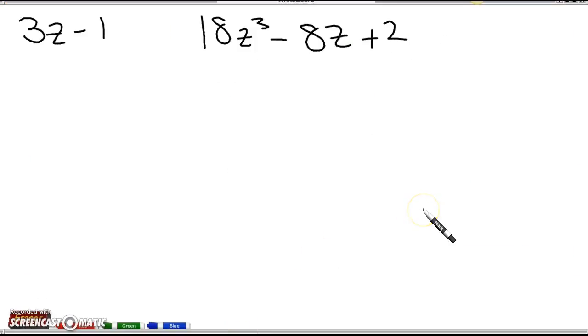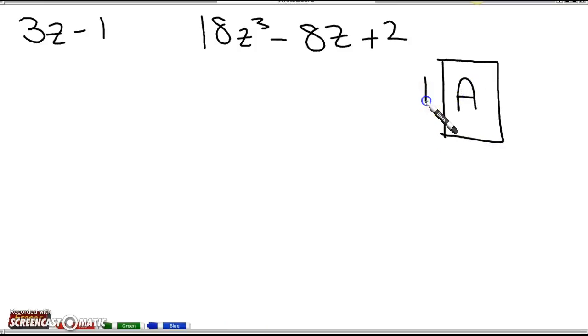So if you remember a rectangle, the area is the length times the width. Well, if I know one of these, all I have to do is divide. If I know my area, I divide by either my length or my width to find out the other one. So we're going to divide.